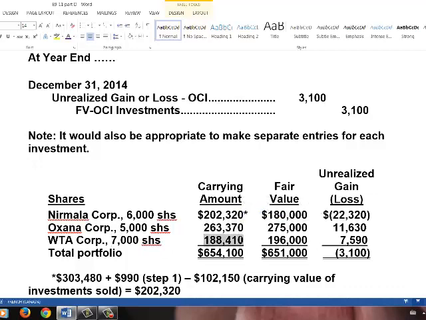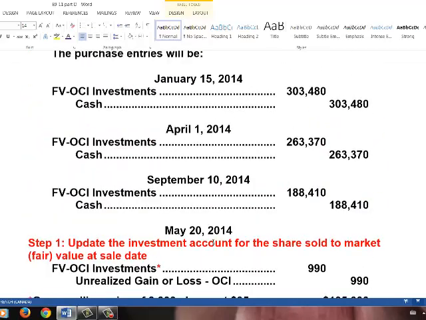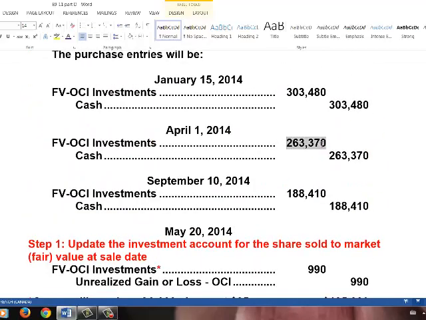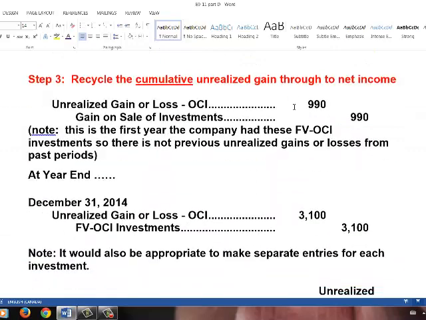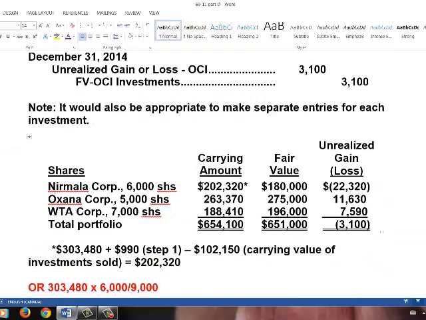These carrying amounts here for the Oksana and the WTA are exactly what we had up here, right? There's the Oksana, there's the WTA. We just have a problem here with the Nirmala because now we're only carrying 6,000 Nirmala. So now we're carrying them on our books at 202,320. That would be their carrying amount.